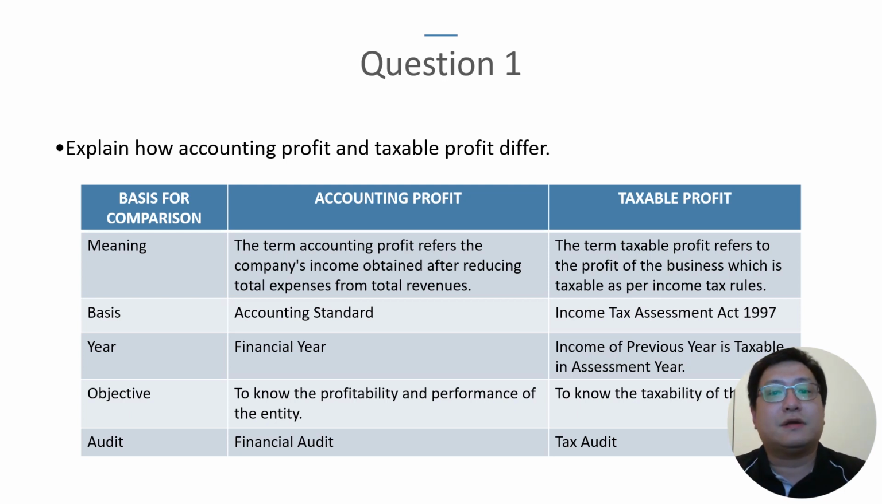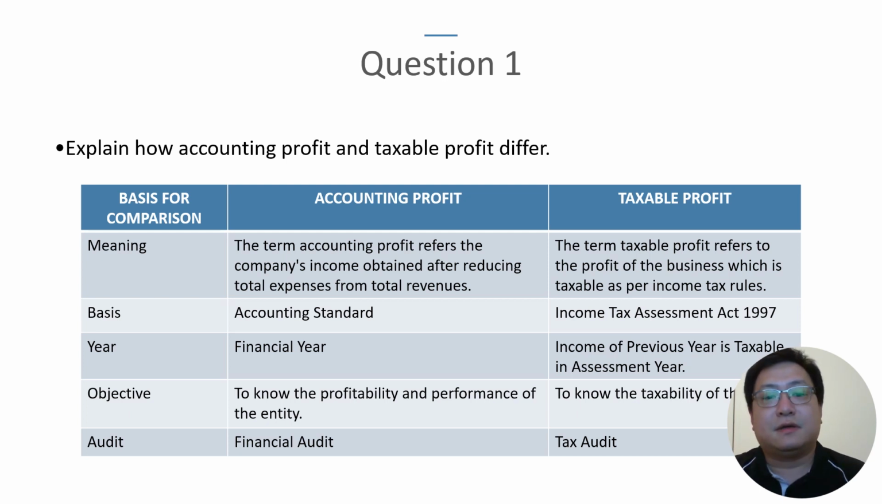Okay, let's talk about the first question. Explain how accounting profit and taxable profit differ. We can see the comparison chart about accounting profit and taxable profit. We will discuss the differences of them from 5 points.